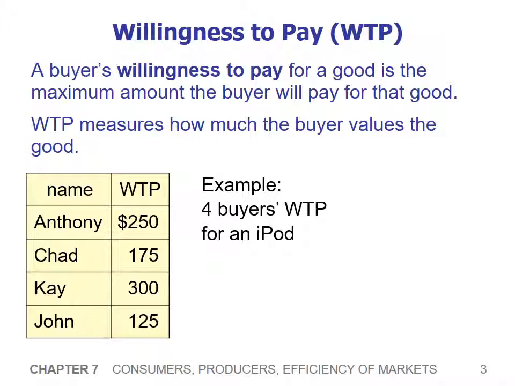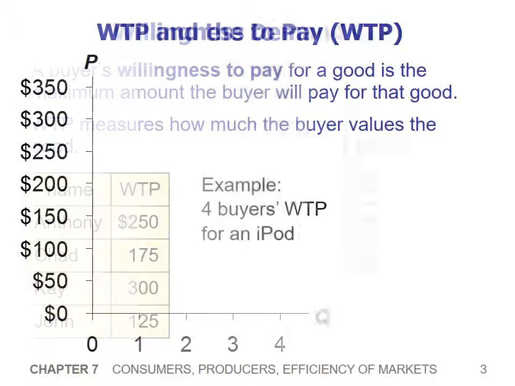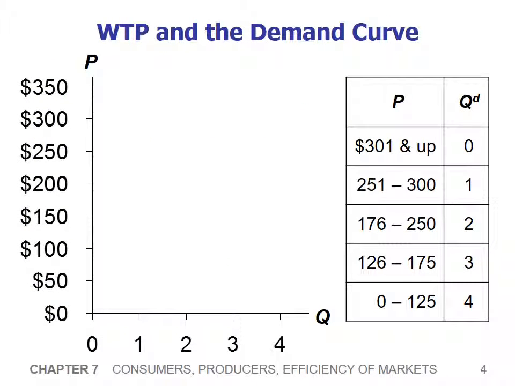So let's collect this information and try to draw a market curve for iPods. This curve will look a bit different than what you saw in chapter 4, and that's because we just have 4 buyers. When the market price is above 300, no one will buy that iPod. If the price falls below 300 but is above $251, we'll have only one buyer, Kay, because she was willing to spend $300.